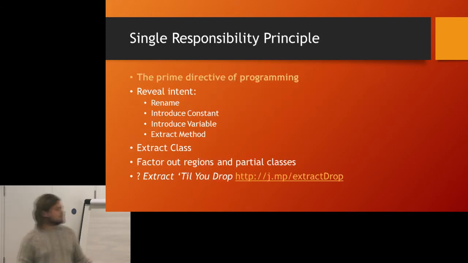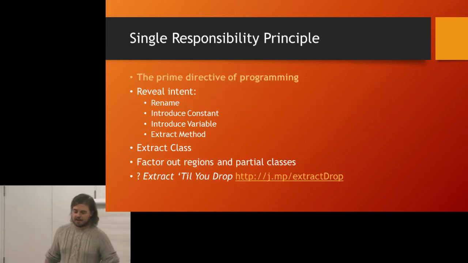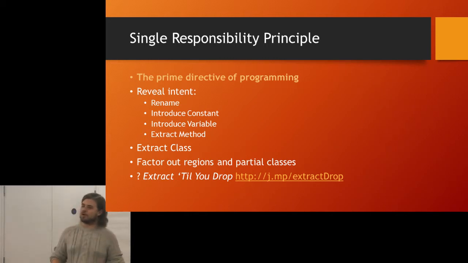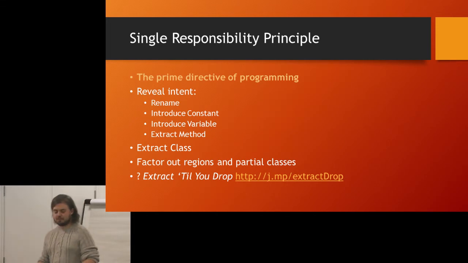So first up is the single responsibility principle. And for me, this is really the prime directive of programming. It's cause number one, the thing that we must really focus on. If something does more than one thing, then it's going to get very confusing very quickly about what that thing is actually supposed to be doing. And there are a number of refactorings that you can do to refactor towards the single responsibility principle, most of them around the concept of revealing intent.